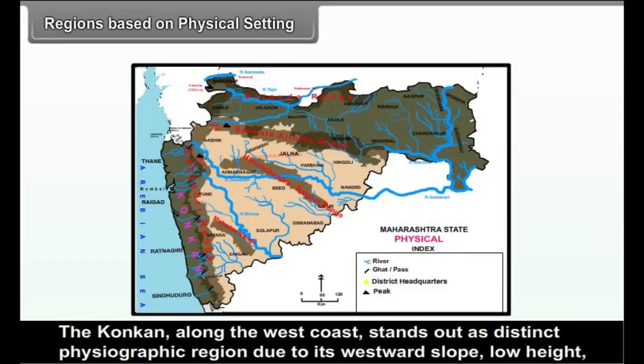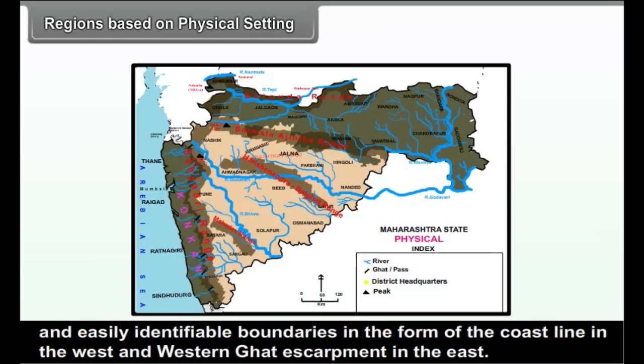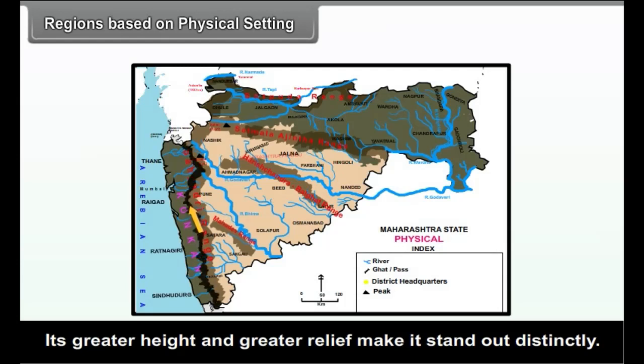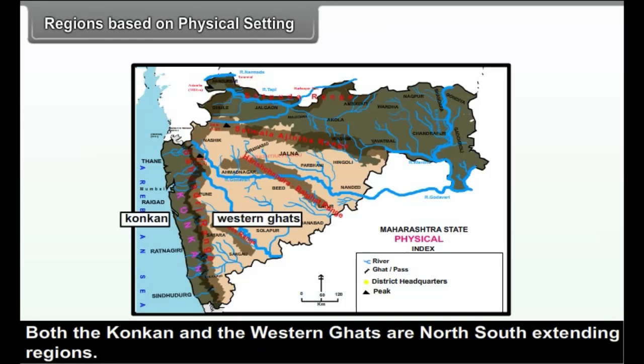The Konkan along the west coast stands out as a distinct physiographic region due to its westward slope, low height, and easily identifiable boundaries in the form of the coastline in the west and the Western Ghat escarpment in the east. The next physiographic region that you can easily identify is, of course, the Western Ghat region. Its greater height and greater relief make it stand out distinctly. Both the Konkan and the Ghats are north-south extending regions.